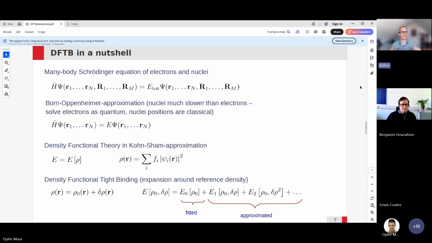That means you have a system of many particles which contains all the electrons and all the nuclei in your system. And you try to solve an equation, actually an eigenvalue equation, in order to get the total energy. As you can imagine, that problem is horrible, because the wave function which you have to calculate depends on the coordinates of all the particles.